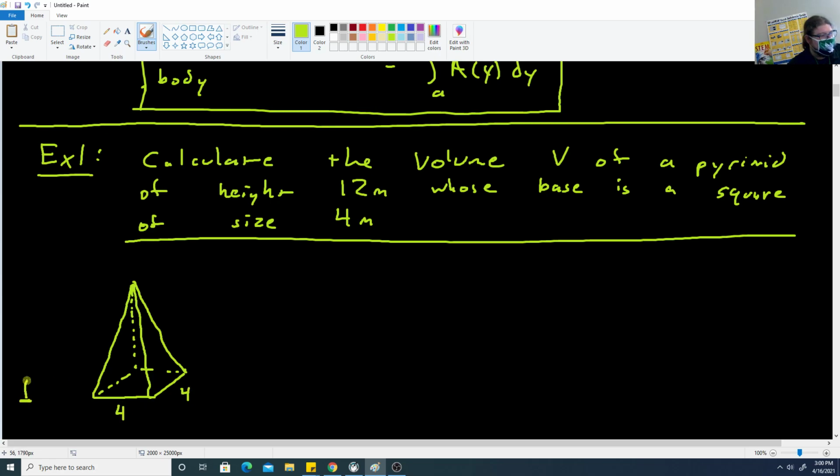The overall height of this pyramid from bottom to top is 12 meters. And what we're going to need to do is, if we're at some height on this pyramid, we can see our cross-sectional area will be a square. So I'm going to draw that square out to here.